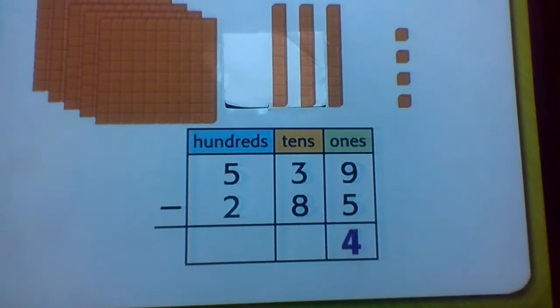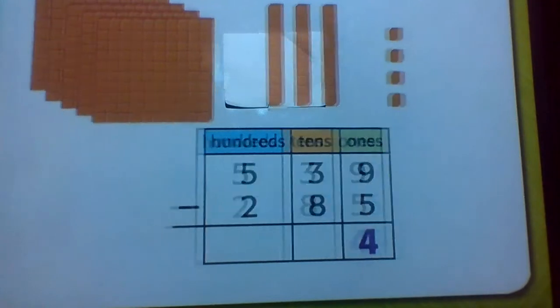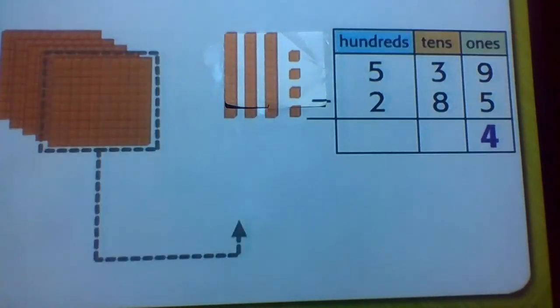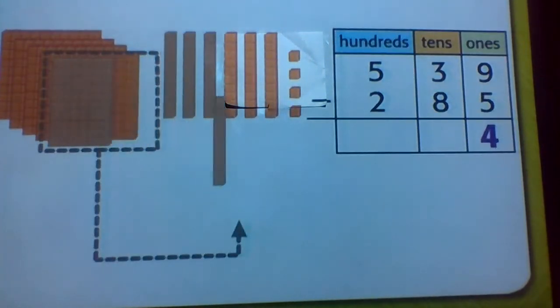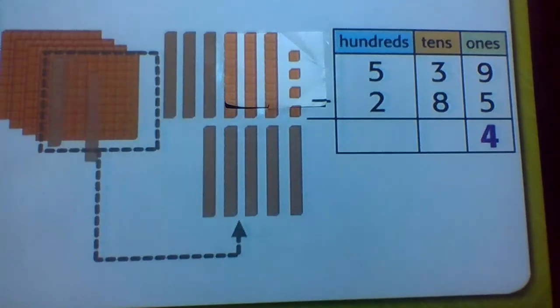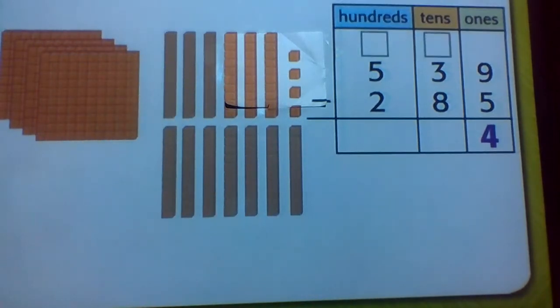Now we subtract the tens. We have 3 tens and we need to subtract 8 tens. 1, 2, 3. There aren't enough tens to subtract 8 tens. Since we cannot subtract 8 tens from 3 tens, we need to regroup. We can regroup 100 as 10 tens. We regrouped 100 as 10 tens.